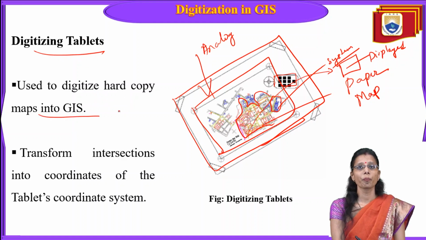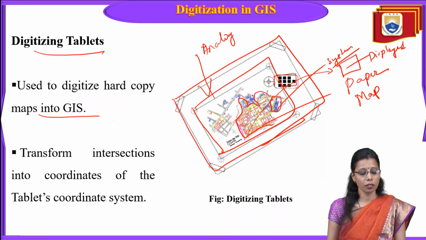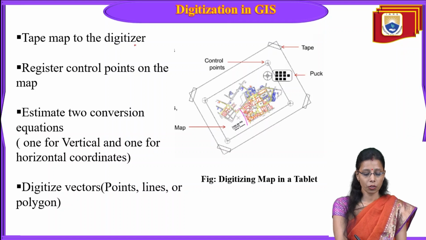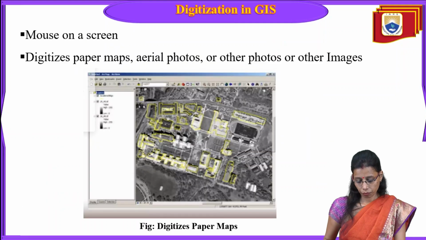Digitizing tablets are used to digitize the hard copy map into GIS. They transform intersections into coordinates of the tablet coordinate system. So tape the map to the digitizer, that's what I was saying. We can just fix tape over all the corners of the digitizing tablet. Register control points on the map and estimate two conversion equations, one for vertical and one for horizontal. Then digitize vector points, lines or polygons. Later, a mouse on a screen digitizes paper maps, aerial photos and other images.